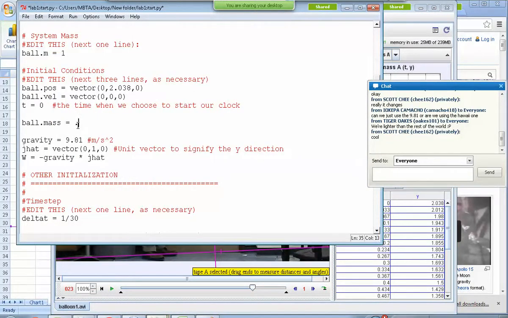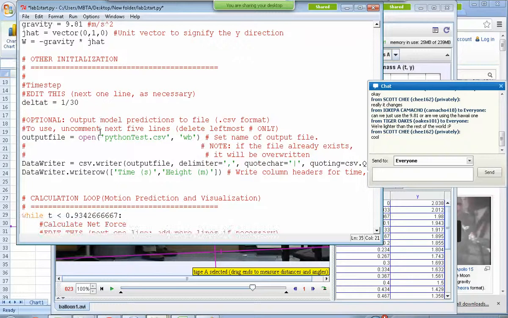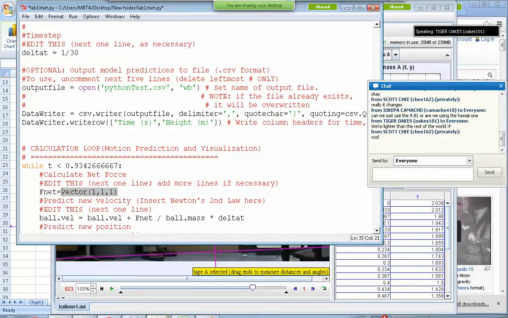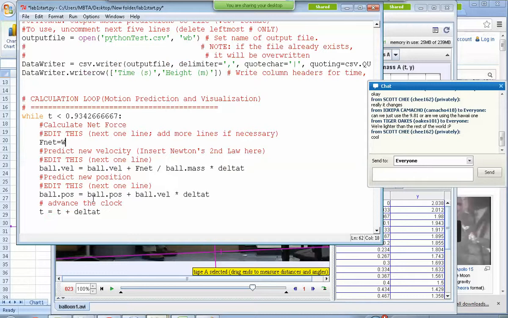Equals 0.0086. I'll tell you it's in kilograms. Alright, so there's the ball's mass, and by the way, the force that we're talking about is the weight. I think that's all you need.